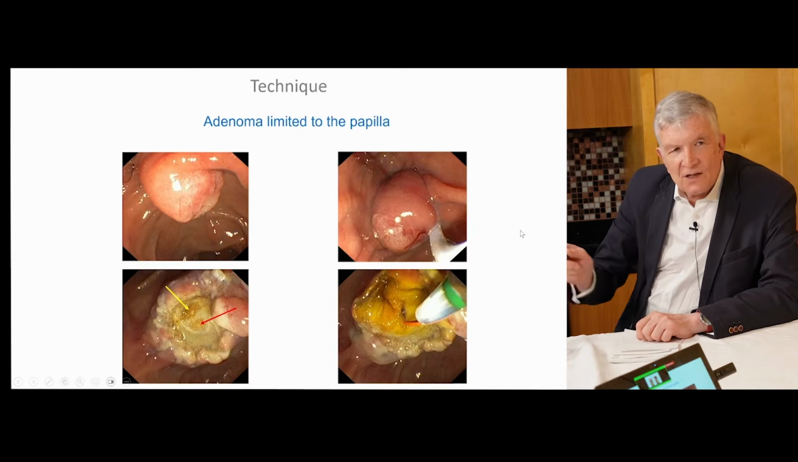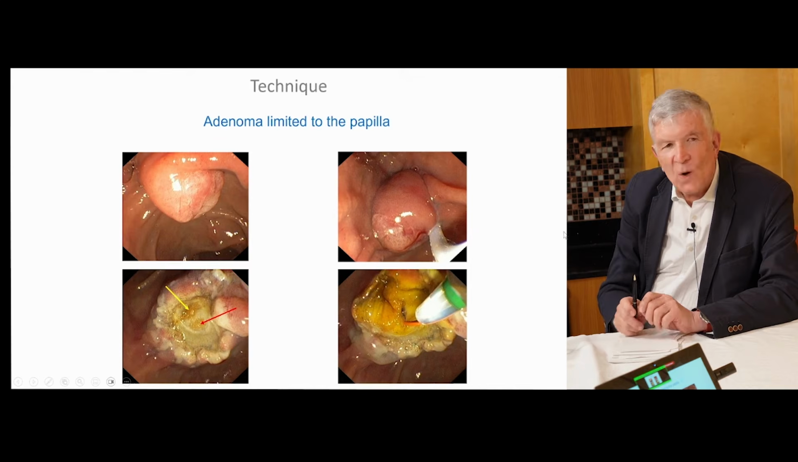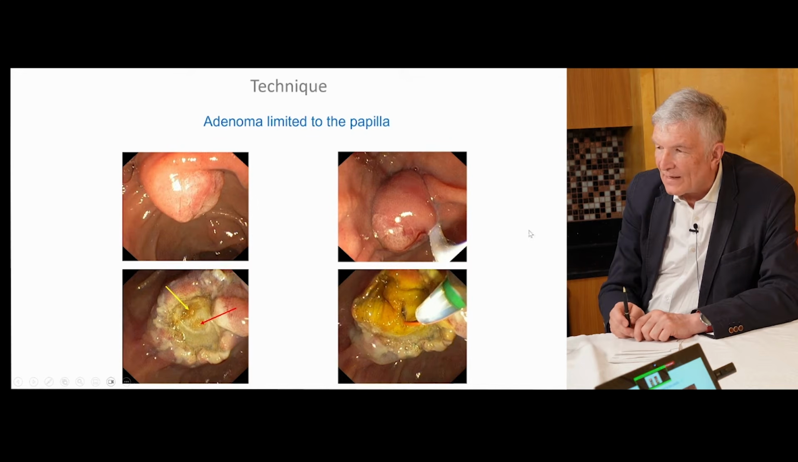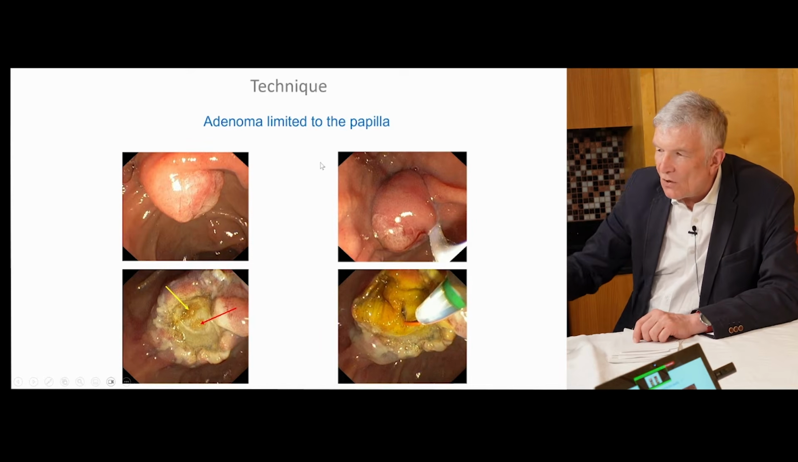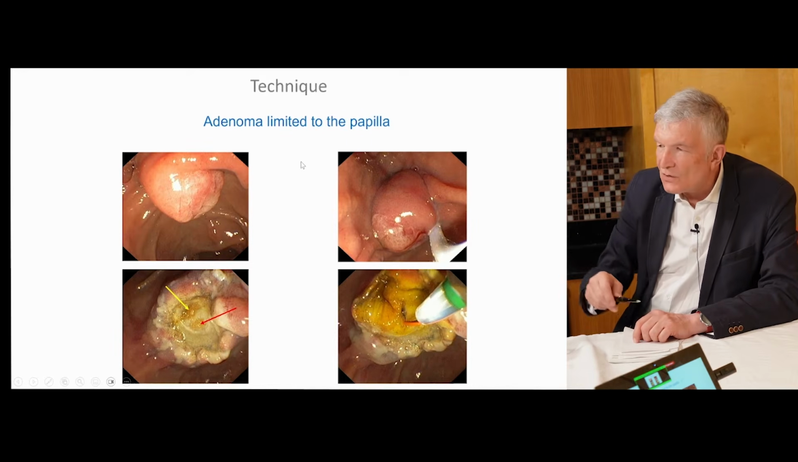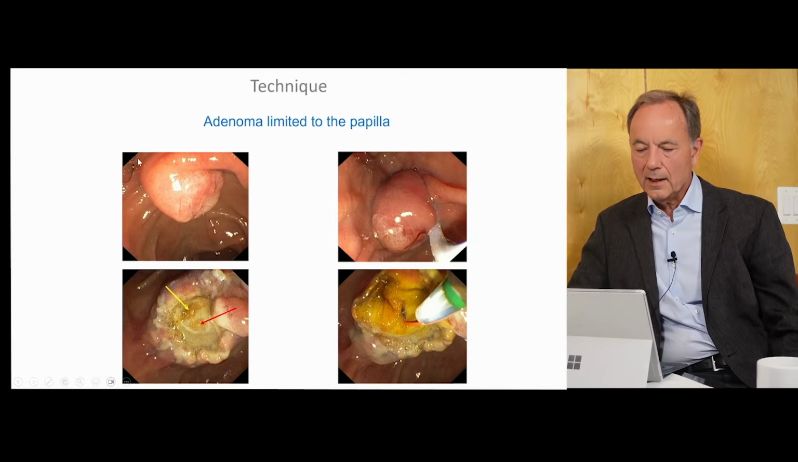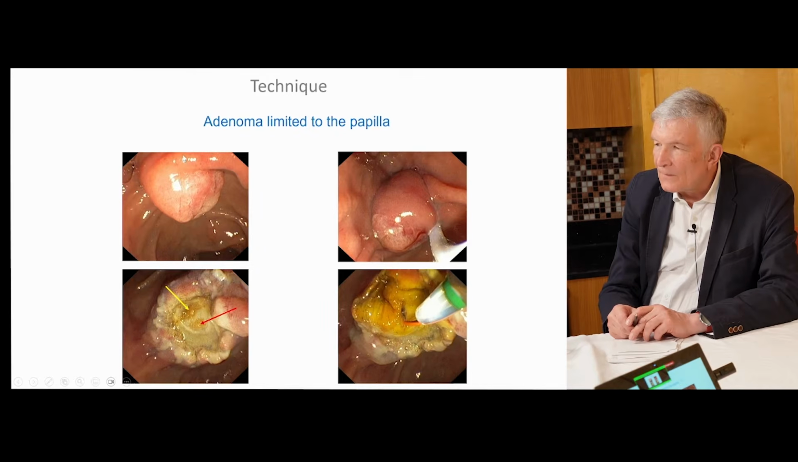Horst, I love these two pictures. The big question is where to place the snare on the left side. Is it just around that lesion, the seeming lesion base, or higher up, encircling also normal mucosa? Yeah, it should include the normal mucosa, because especially in this case, the mucosa looks quite normal here, but we see the bulging. So it's very likely that the adenoma is growing underneath.